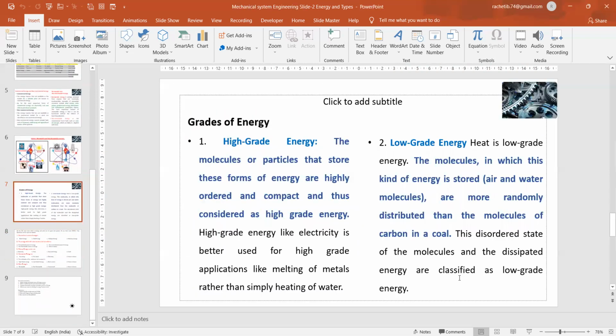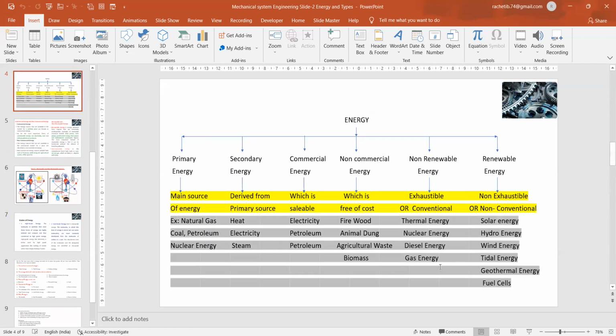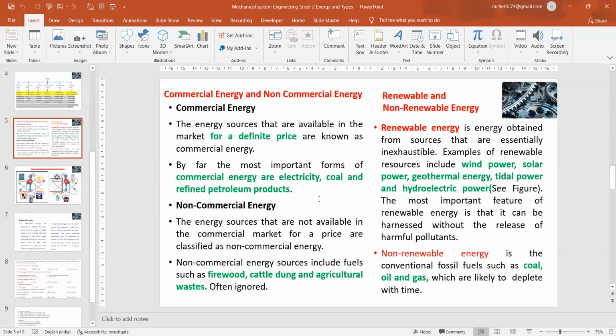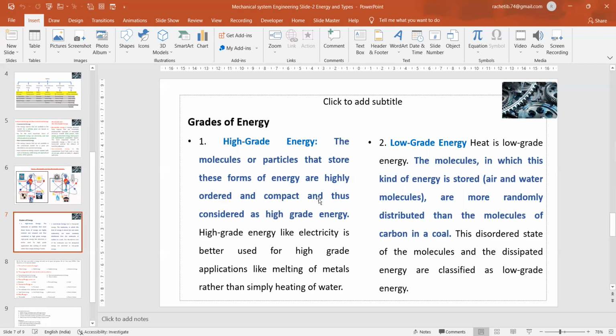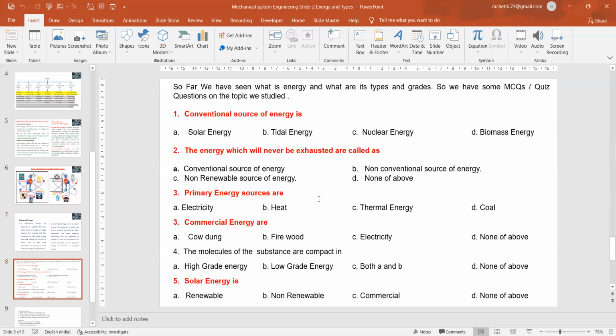Okay, so this much is about part one, you can say, of unit one. What is energy, what are the types of energy, how they are defined, and we just saw. Based on that, there are some quiz questions. We'll see these. So far, we have seen what energy is and what its types and grades are. So we have some MCQs, quiz questions on the topic we studied.